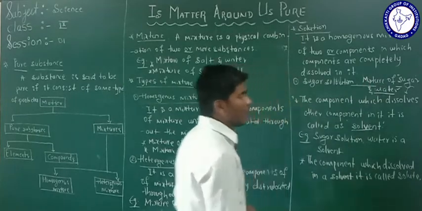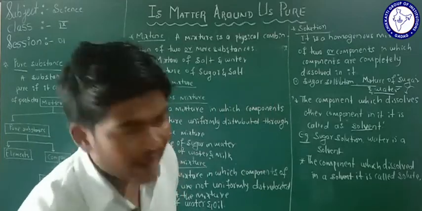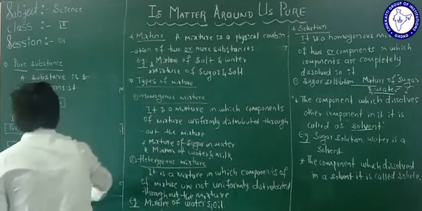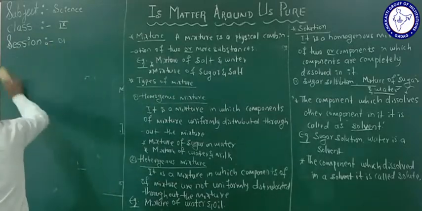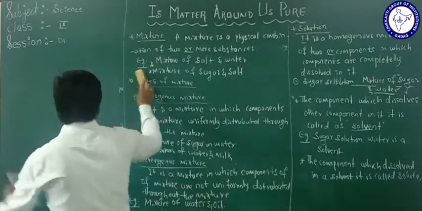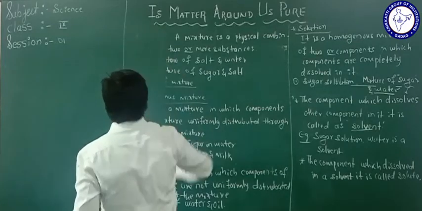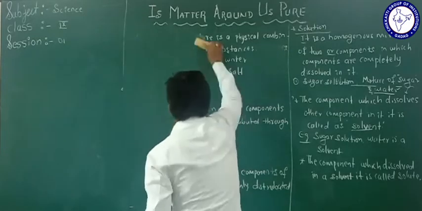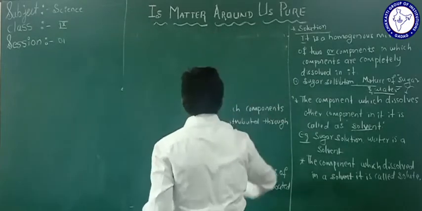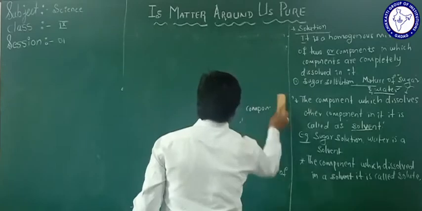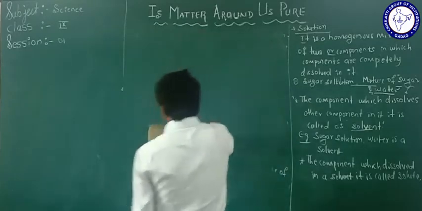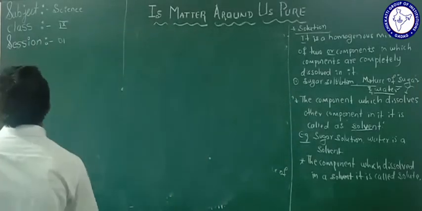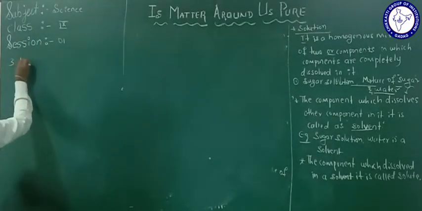So what are the properties of the solution here, and let us also see the types of solution first. What are the types of solution? We are going to see three types of solutions here.